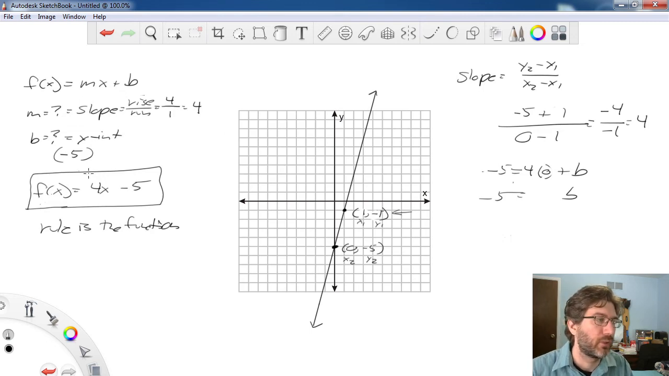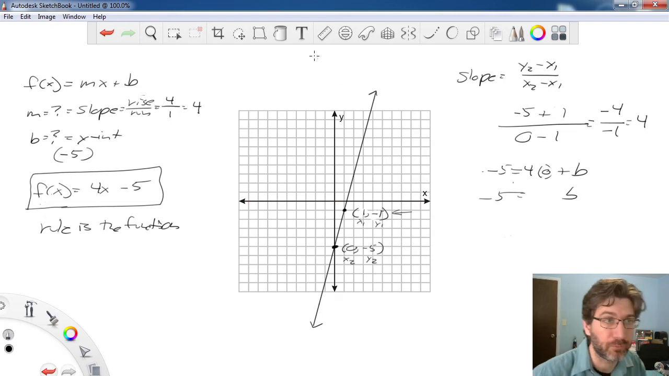Just pay attention, make sure your slope makes sense. This is a positive slope, it's a positive 4, so this line does look like it's going in the positive slope direction. If it was going like this, it would be negative. And again, if it was going horizontally, it would be 0. Vertically, it's not going to happen.